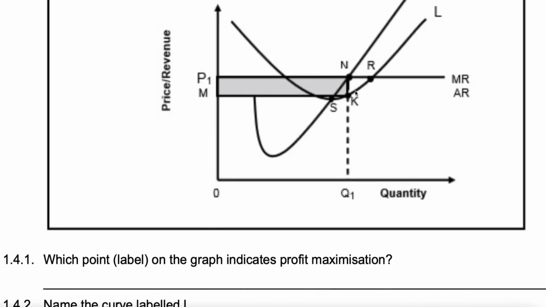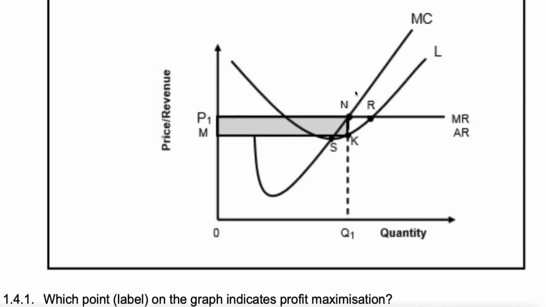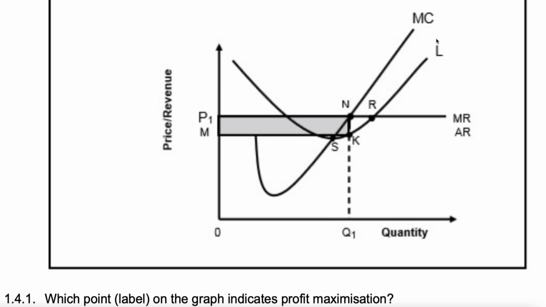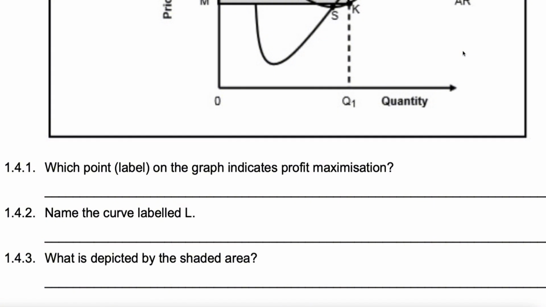Ria, take number 2, read it. 1.4.2 says, name the curve labeled L. L, this one. Which will be AC, which is the average cost. Very good. That's AC, so our AC is L, and we know that because of the shape first and foremost, ne? Yes. And it's the only curve that's missing here. Yes, the demand curve is not labeled, but we know the demand curve is equal to MR and AR. So AC is L, correct? And we anticipated this one.